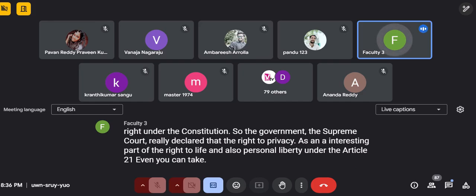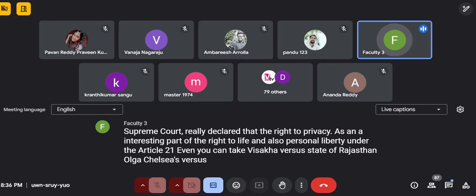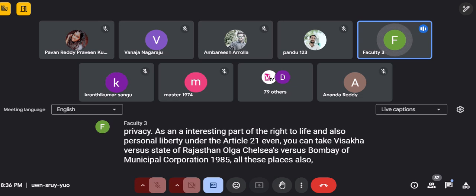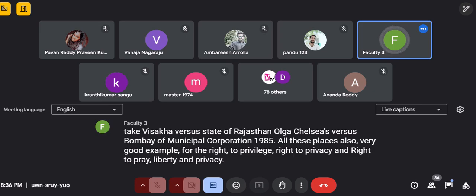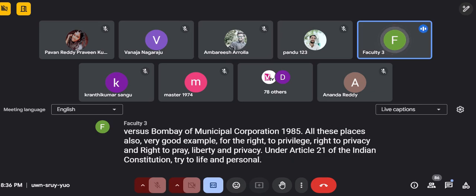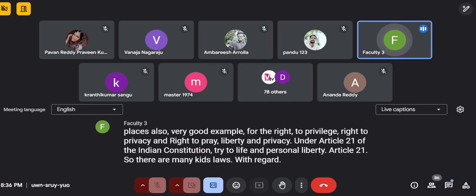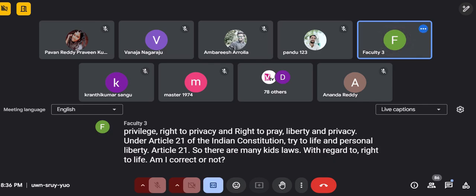Even you can take Vishaka versus State of Rajasthan, and Olga Tellis versus Bombay Municipal Corporation, 1985. All these are very good examples for the right to privacy and liberty under Article 21 of the Indian Constitution, the right to life and personal liberty. So there are many case laws with regard to the right to life. Am I correct or not? Do you know how many case laws there are?